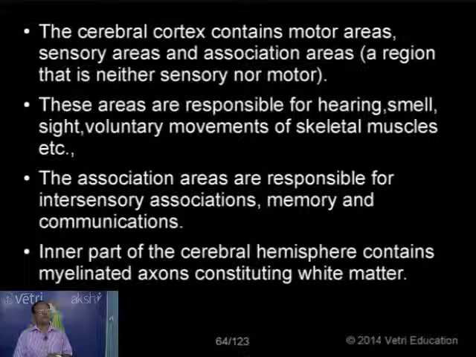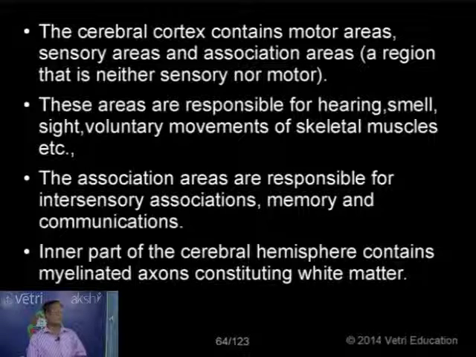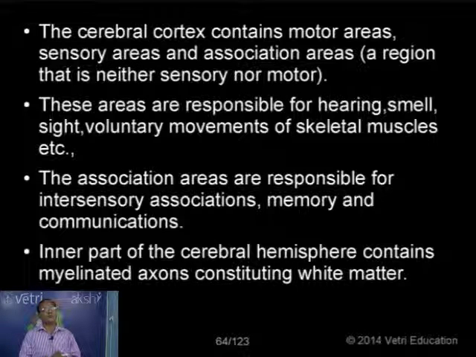Now the association areas are responsible for the integration of the various activities and also for the recognition of the various activities. They are responsible for intersensory associations, memory, and communications. Each specific primary area has adjacent association areas. For example, the visual area has association areas which help in the recognition of all those impulses perceived by the brain. Only when the functions are recognized are they coordinated and controlled by the main areas. So the association areas are mainly responsible for intersensory associations, integrating the various sensory functions, memory, and communications, communicating the impulses from one part of the brain to another.